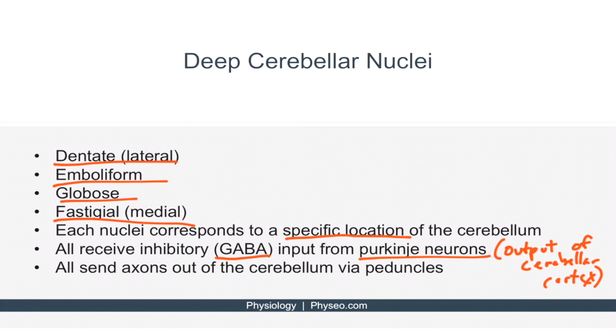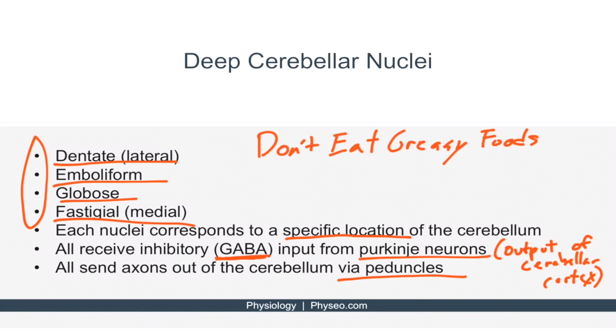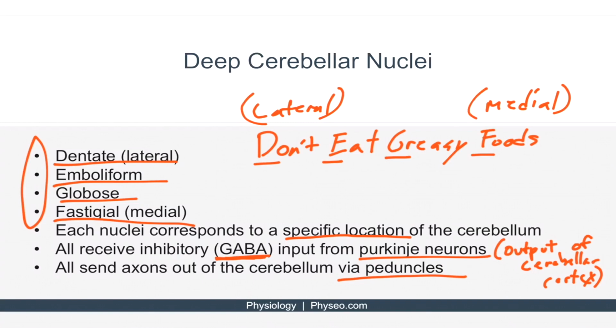And then these nuclei, once stimulated, or rather inhibited by GABA, will all send axons out of the cerebellum via the peduncles. Now to remember these nuclei, some people like to say, don't eat greasy foods. So dentate, emboliform, globose, and fastigial, from lateral to medial. Personally, I like degrees Fahrenheit, just easier for me to remember. So remember, dentate is lateral and fastigial is the most medial.